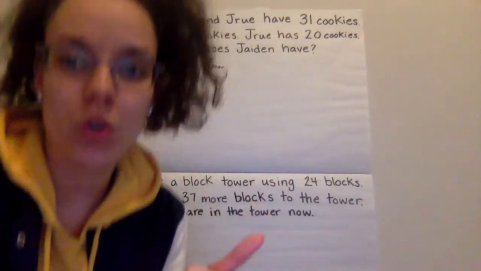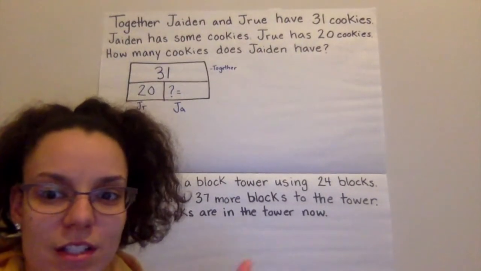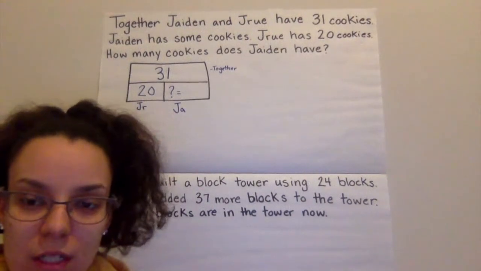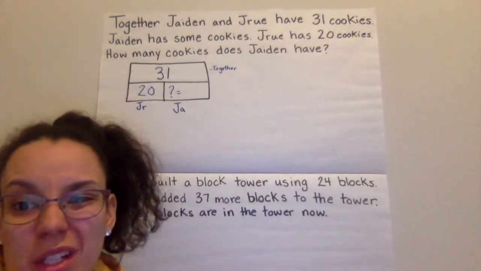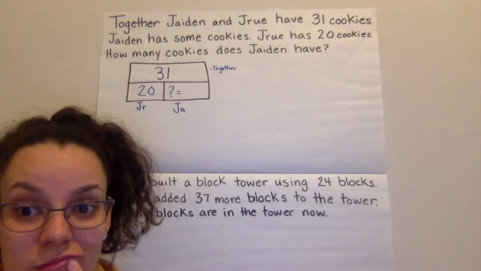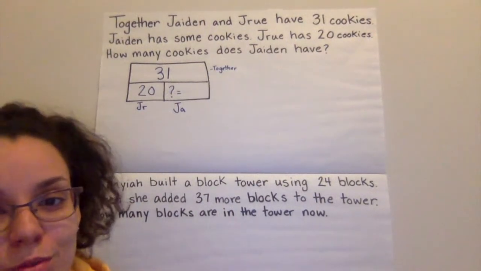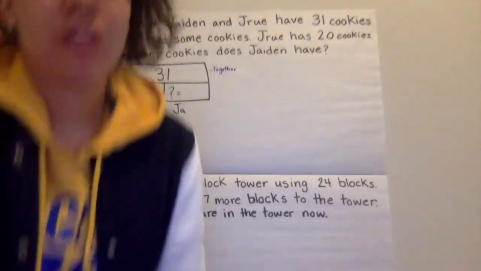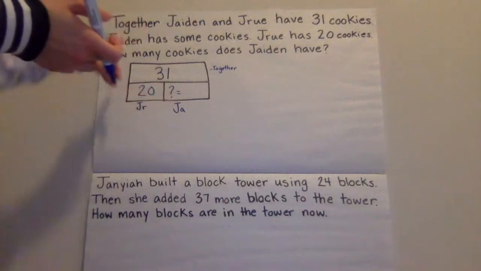Remember, if we have a total and a part, we can either subtract or count on. Well, what strategy do you want to use? Some people say subtract, some people say count on. You know what I'm going to do? I like subtraction. So you can go ahead and write the number sentence that matches this.